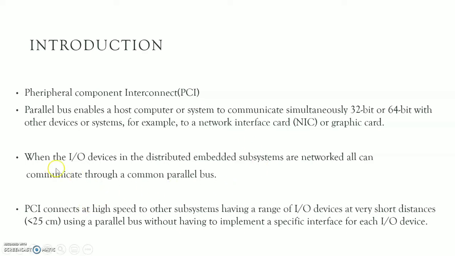Consider that there are distributed IO systems all networked together. The communication between these distributed systems can be done with the help of a parallel bus. Another important feature, which we have already discussed, is high speed. PCI connects at high speed to other subsystems having a range of IO devices at very short distances, less than 25 centimeters. So the distance between the devices should be very small for enabling parallel communication. This is one important feature of a parallel bus.